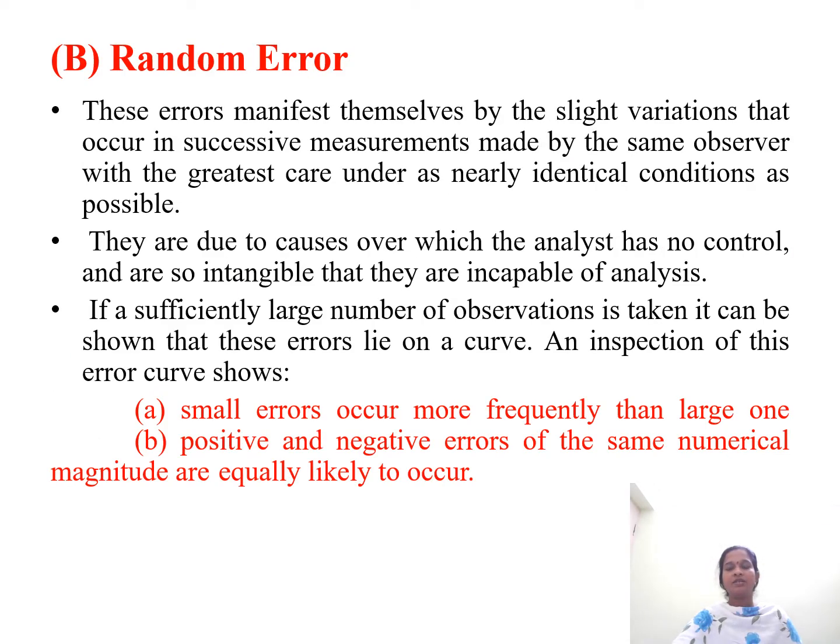The next type of error is random error. These errors manifest themselves by the slight variations that occur in successive measurements made by the same observer with the greatest care under as nearly identical conditions as possible. They are due to causes over which the analyst has no control and are so intangible that they are incapable of analysis. If a sufficiently large number of observations is made, it can be shown that these errors lie on a curve. An inspection of this error curve shows that small errors occur more frequently than larger ones, and that positive and negative errors of the same numerical magnitude are equally likely to occur.